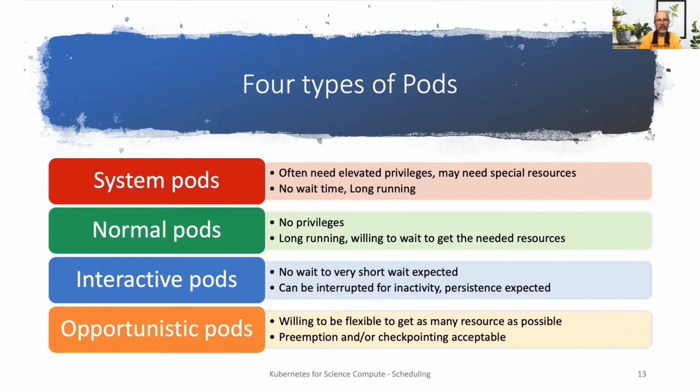And finally, there are opportunistic pods, often also called high throughput computing pods, where you really don't have a deadline. You have way more needs than there is compute available. So you are willing to be as flexible as possible to get as many resources as possible, which typically implies that you are willing to go away sooner than you were expecting because a higher priority job came in. So we would like to treat these 4 types of pods separately. So how do we do that?